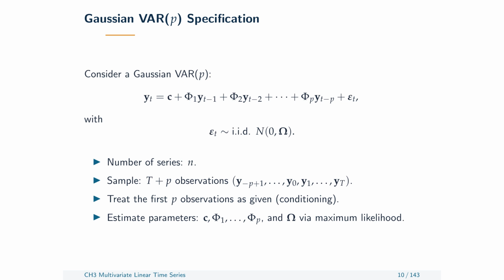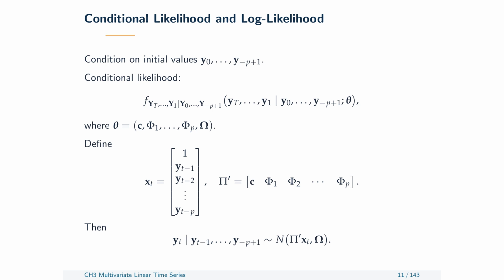Under Gaussian innovations, conditional maximum likelihood has a simple structure. We condition on the first p observations and express each current vector as a multivariate normal variable, whose mean is the fitted VAR and whose covariance is omega. The conditional log likelihood sums these density contributions over the remaining dates.